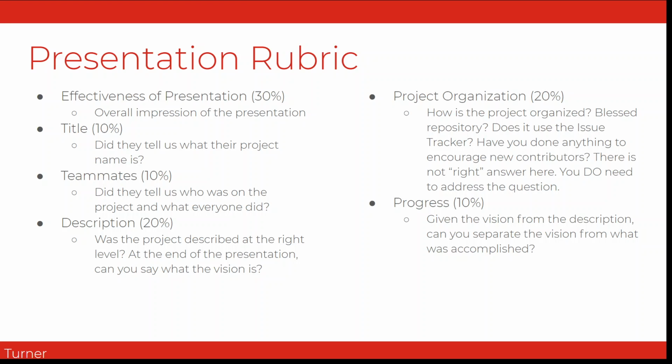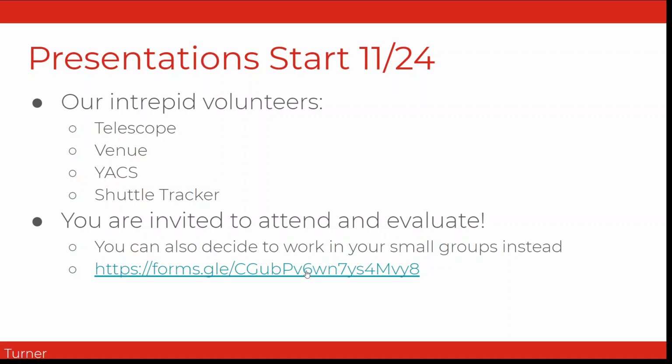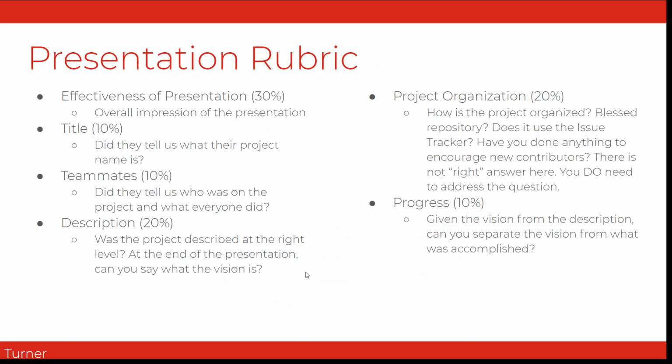But the idea is that if I can't tell who's on the team, then I have a hard time making sure that we got the evaluation right, making sure the grades are correct. So I need to know who's on the team. I also need to know what the team is. So I need to know that you're working on Venue or Shuttle Tracker or Telescope or whatever, the Yaks, right? So if I don't know what the project is and I don't know who the team members are, it's really hard for me to give them a grade.